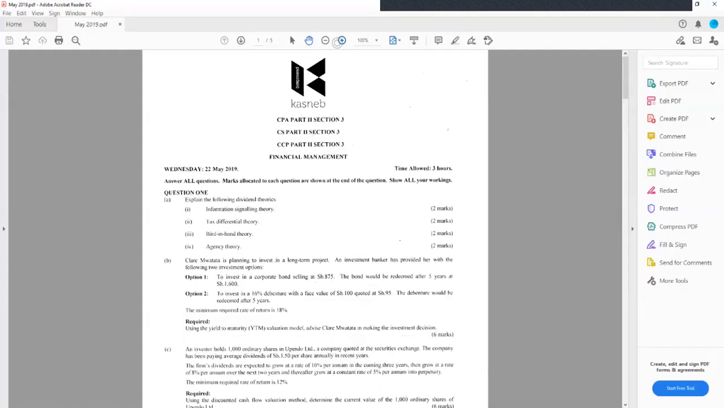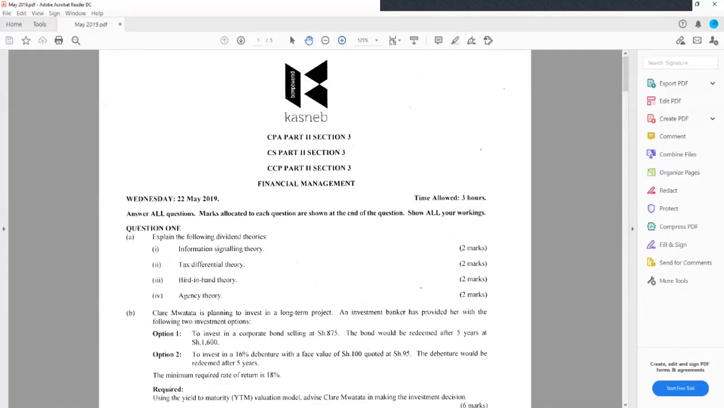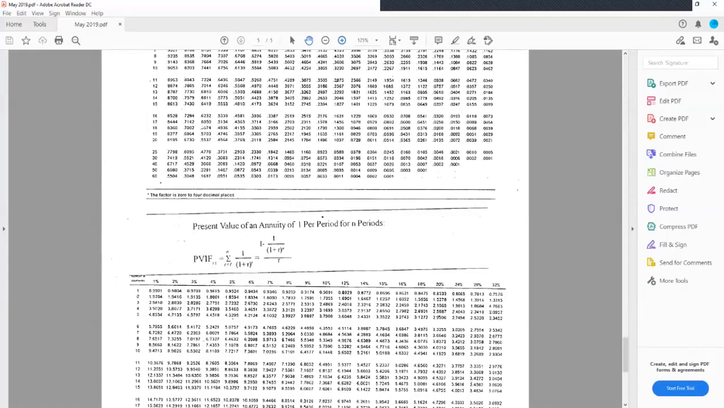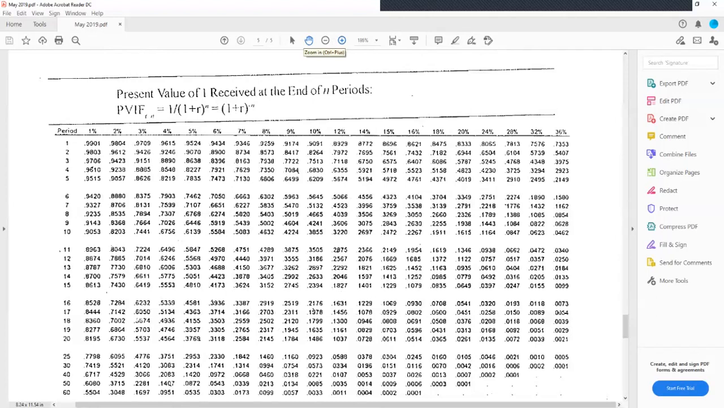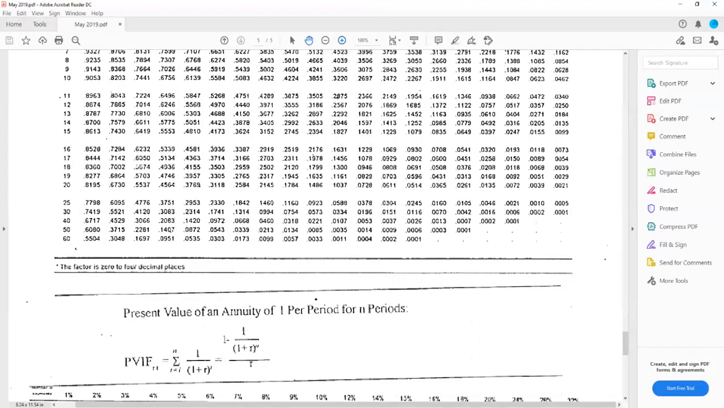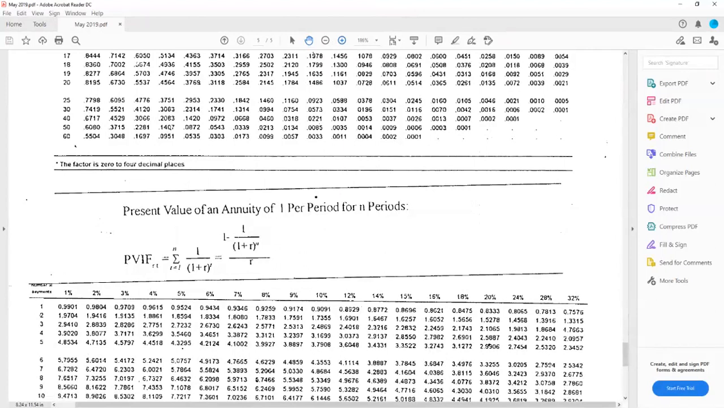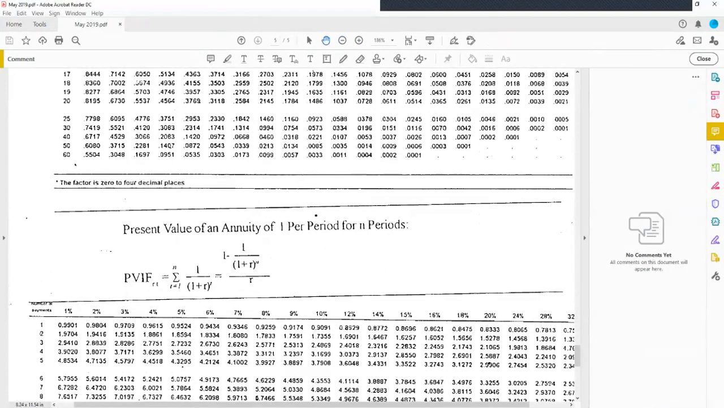Okay, so the past papers which I think I shared with you, at the end of any past paper you will see such tables. The examiner does give you these tables. There are 2 tables. The first table is in case you want to discount an individual cash flow. The second table is in case you want to discount an annuity. As you can see, it's written here, annuity. So you should not confuse which table to use.